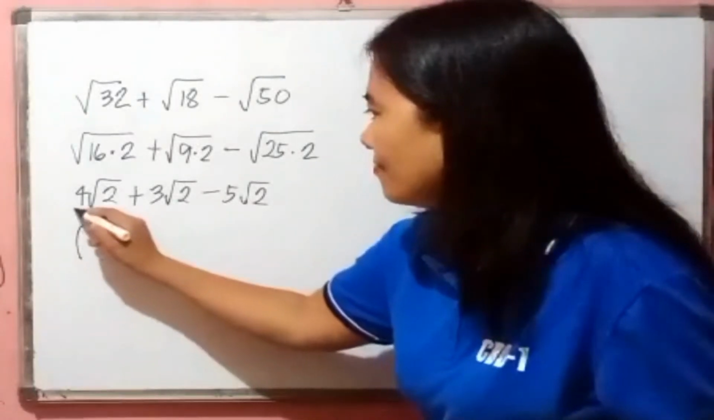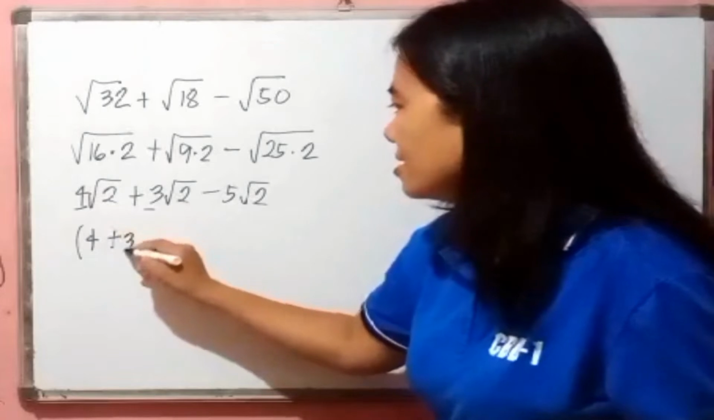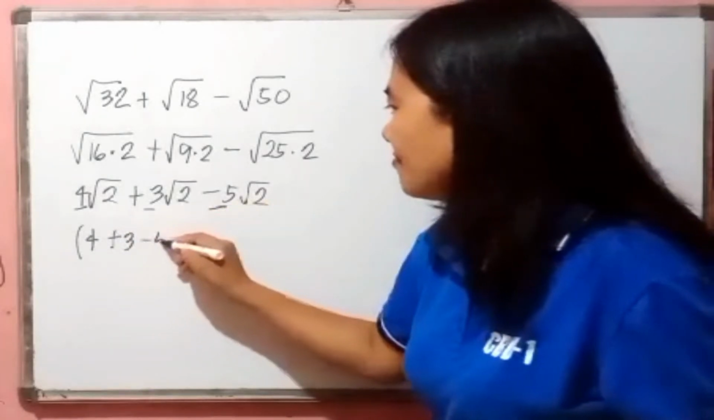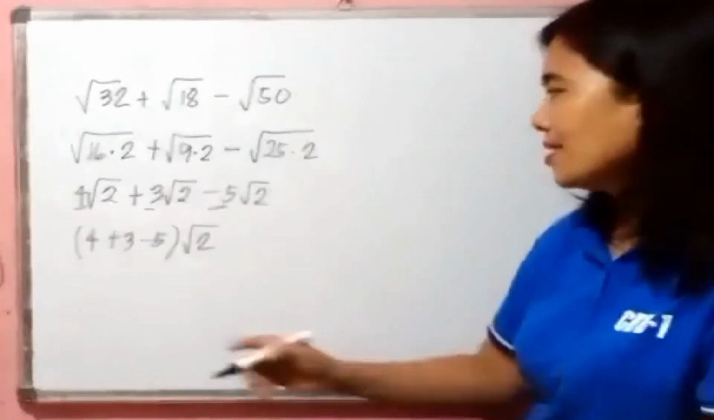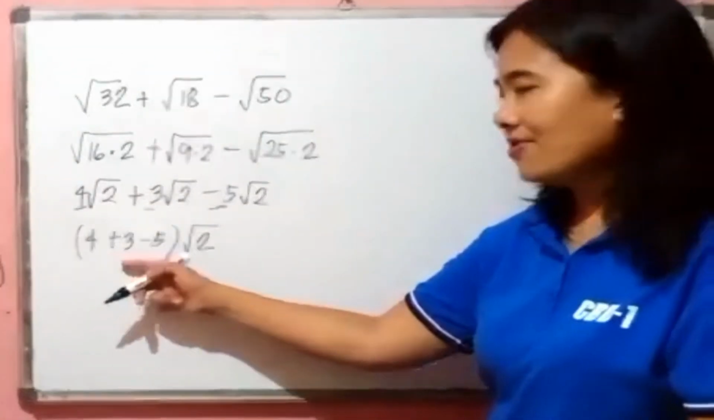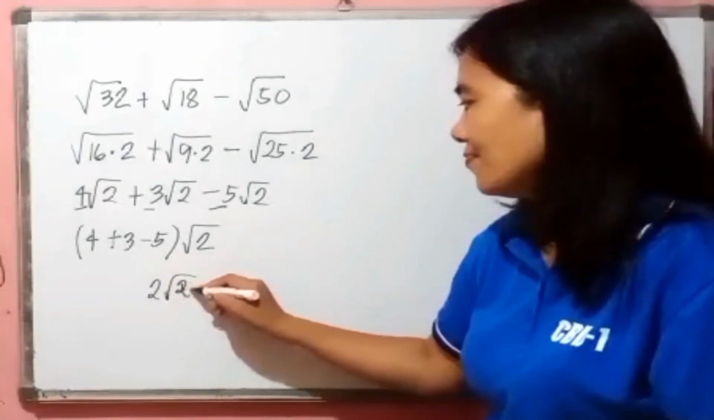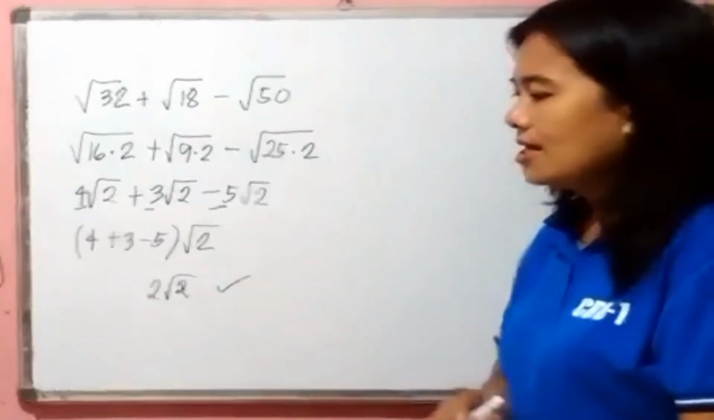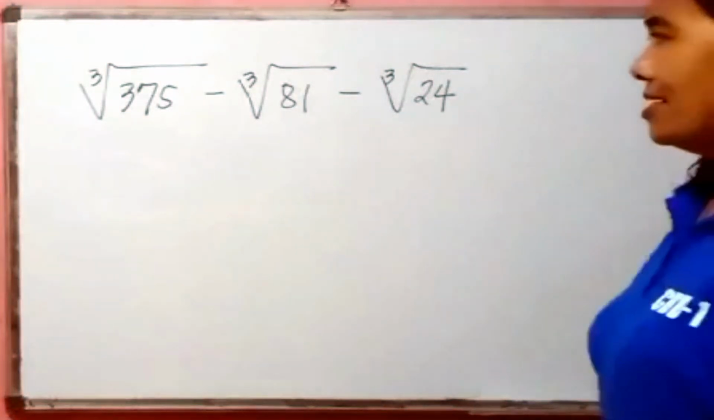So, we have here 4, tapos 3, tapos 5, and then square root of 2. So, meron tayong 4 plus 3, 7 minus 5. That's 2 square root of 2. Yan. Ganun. Okay, so how do we combine them?